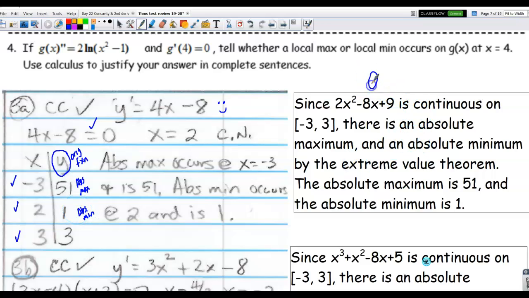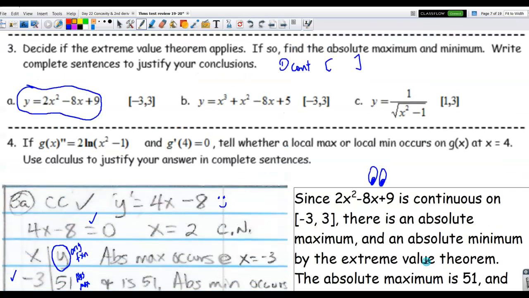Check out my write-up over here. Make sure your math eyes read very carefully to compare your write-up to my write-up and make sure you're on the right track. In 3b, we have a cubic function. A cubic function is continuous everywhere, therefore it's continuous on the closed interval, so we're good to go.